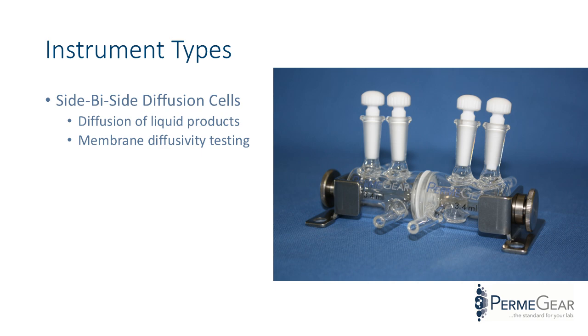Unlike vertical diffusion cells, which are heavily focused on transdermal applications, the side-by-side diffusion cells are typically used for determining diffusion of liquids or for determining how materials may diffuse through certain membranes. For example, how a specific salt or drug may pass through dialysis tubing.